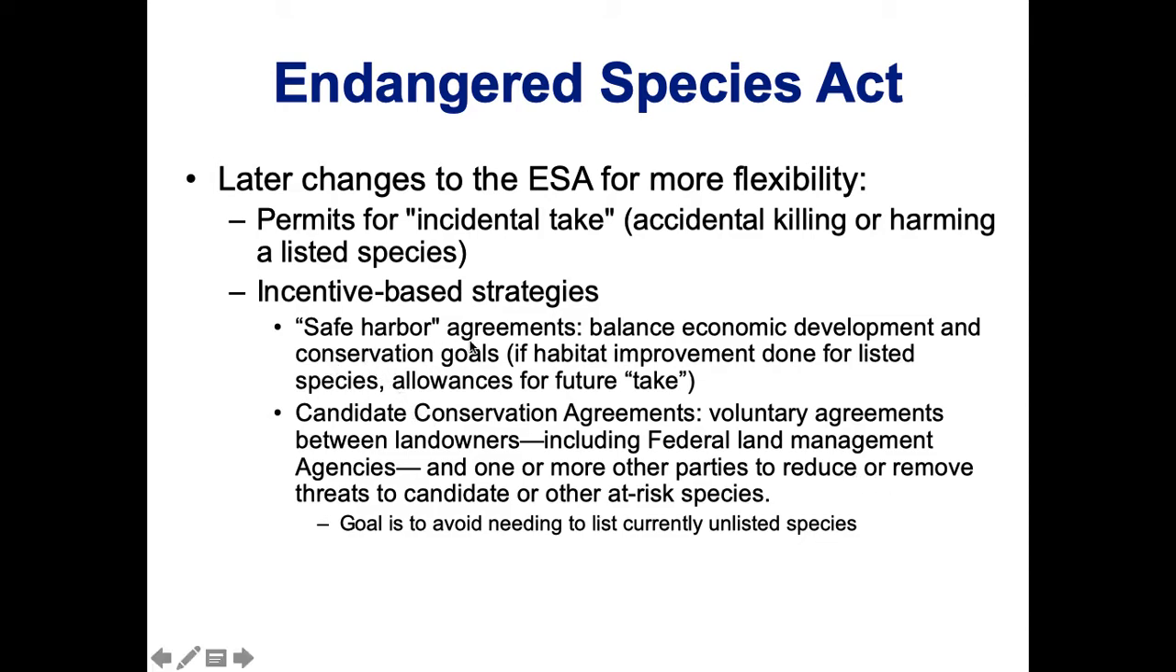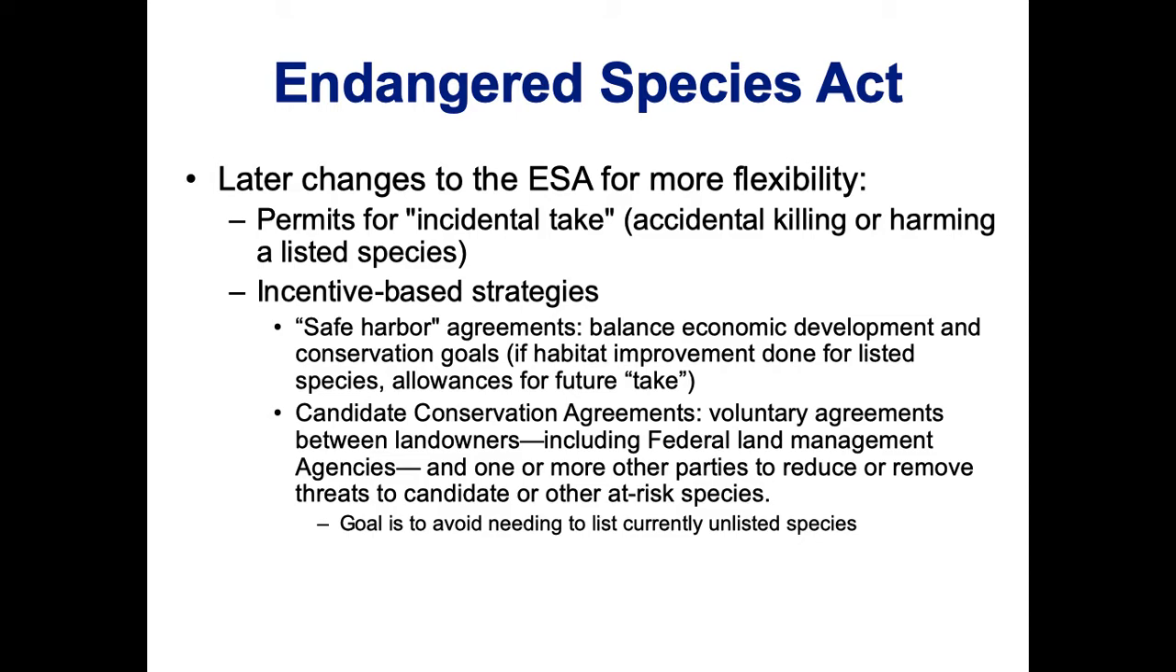One is called a safe harbor agreement, which balances economic development and conservation goals. Basically, if habitat improvement is done for a listed species, they may make more allowances for future take. So they may allow more economic activity to occur if there's a proactive goal of improving the habitat for a particular species.